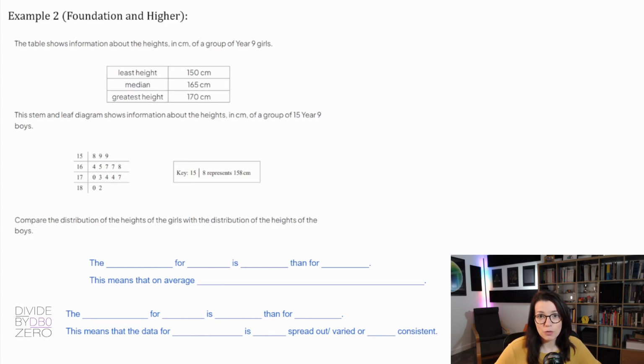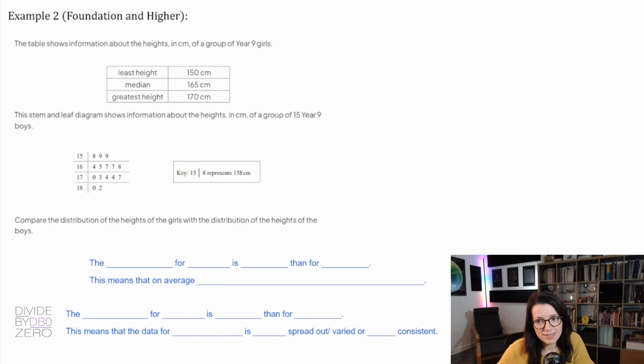Example 2, again relevant for both Foundation and Higher, and this time we're going to have to do some calculations before we can make our comparisons. So it says the table shows information about the heights in centimetres of a group of Year 9 girls, and we've got least height, median, and greatest height. Then we've got a stem and leaf diagram showing the information about the boys. Compare the distribution of the heights of the girls with the distribution of the heights of the boys. As I said, we're going to have to do some calculations before we can fill in the template.